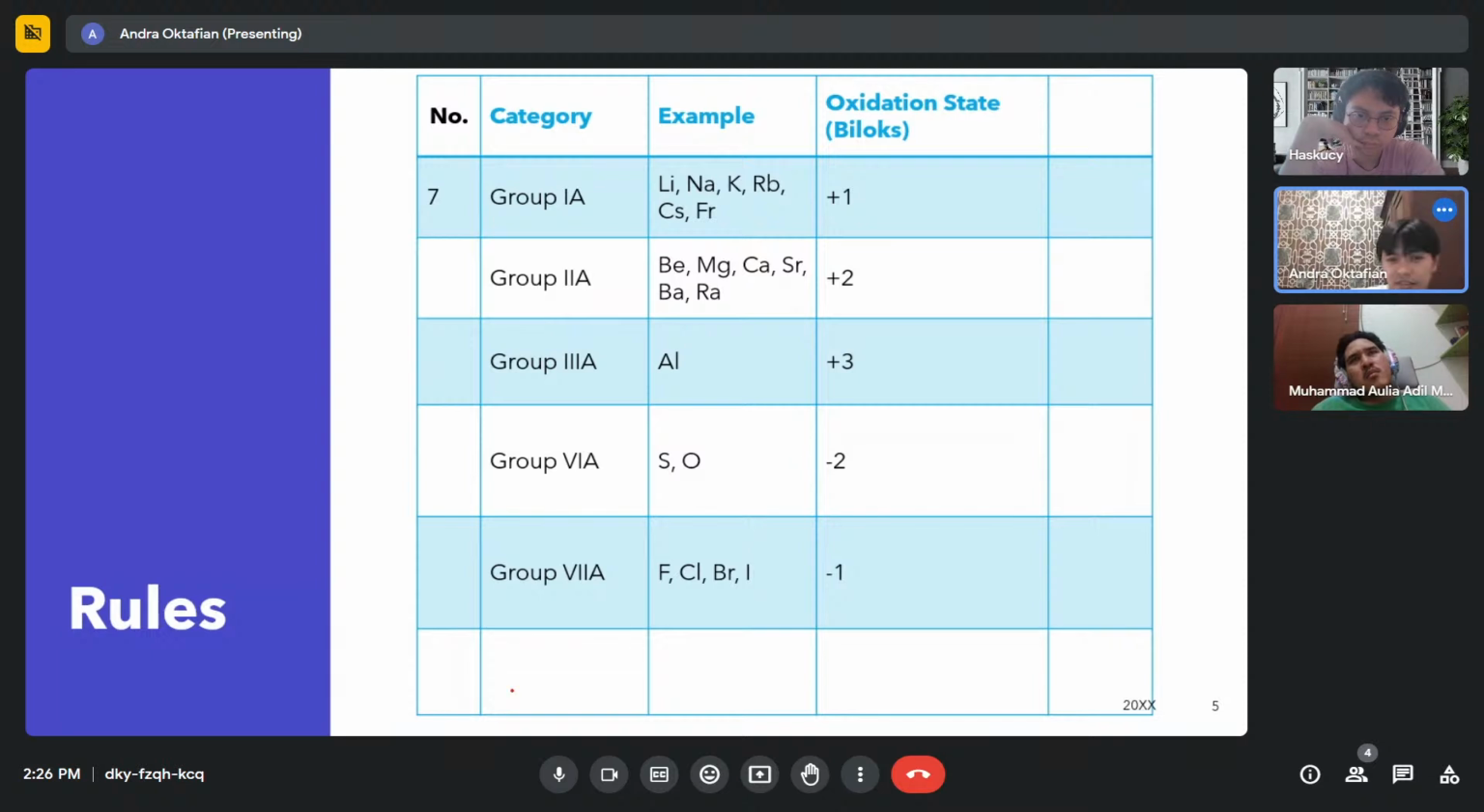Lastly, we have 7A, like fluorine, chlorine, bromine, and iodine. You simply put -1. I will give you some examples. These rules are important to understand, yes, they are really important for the electrochemistry stuff.